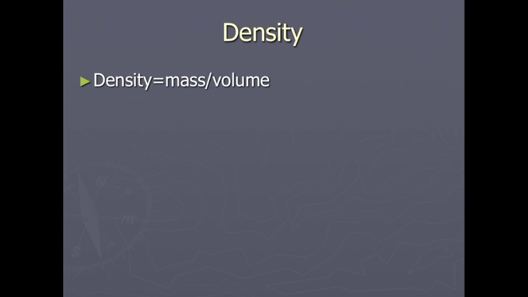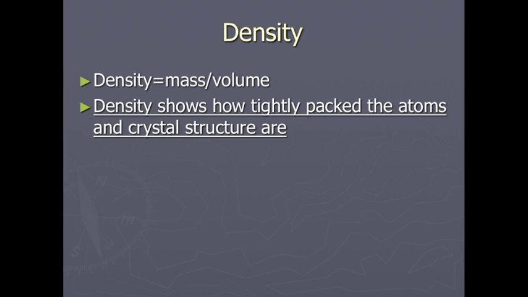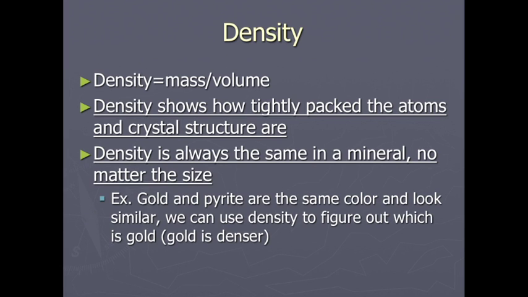And last but not least, its density. Remember, density is mass divided by volume, but in this case, density shows us how tightly packed these atoms are at the atomic level. So no matter what size you have of mineral, whether you have a little small sample or a giant boulder or even a house size, the density is not going to change. So you can use that to determine one mineral from another. For example, gold and pyrite, fool's gold, you can look at the density to determine which is true gold.